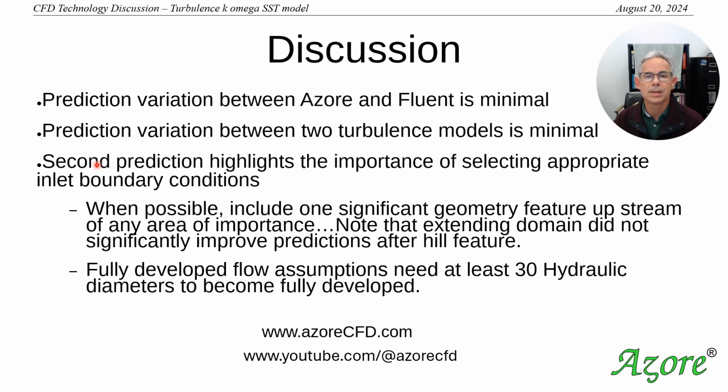But really the two things that are interesting about this are the differences in the predictions between selecting the appropriate boundary condition type. And that's one thing to really keep in mind when you're putting together your CFD models. When possible, we want to include some significant geometry feature upstream of any area of importance. Note here that extending the domain did not significantly improve the predictions after the hill feature, only before. And also, one of the things that we should always keep in mind is if we intend to have fully developed flow assumptions, we need at least 30 hydraulic diameters to become fully developed.